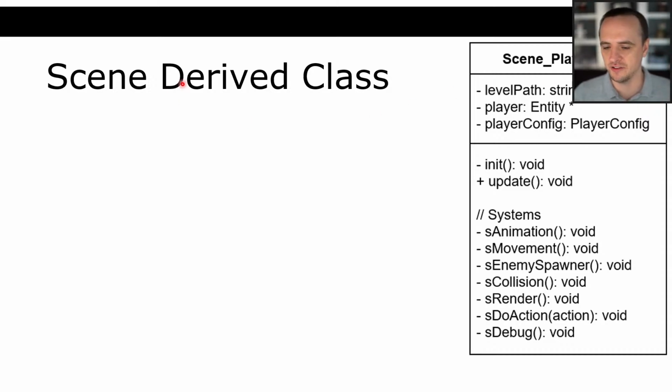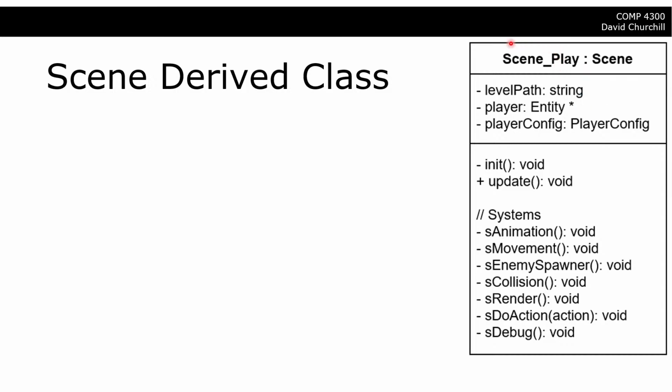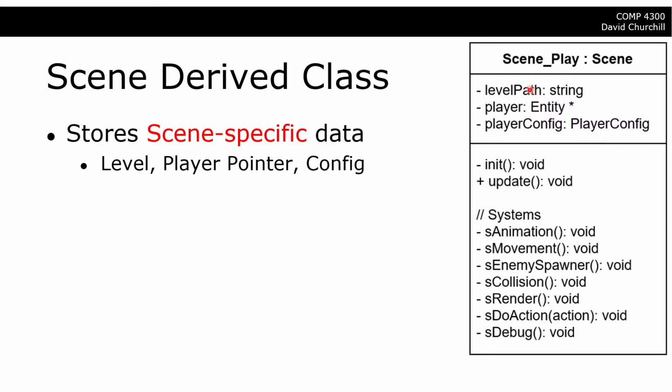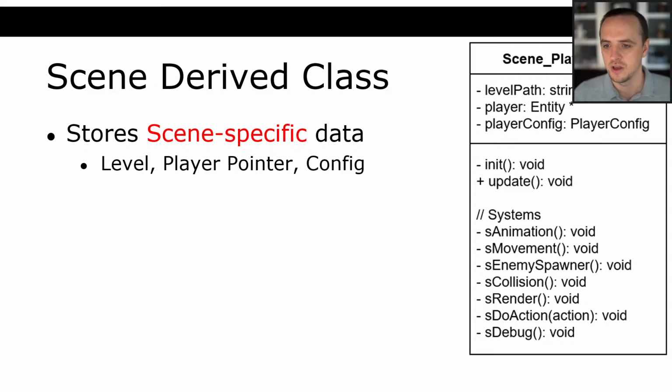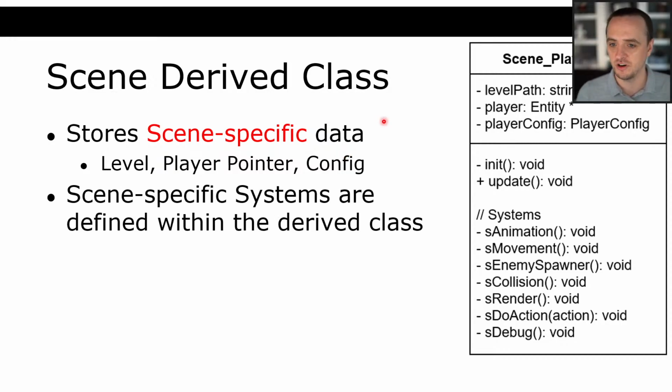So now that we have the base class, we're going to have various derived classes. And so these derived classes, for example, scene play, that might be the gameplay scene. You can see here that we're going to store stuff that's relevant to that scene. So if we're currently playing a given level, then that scene is going to store the level data. It might store the player pointer. It might store the configuration for that scene, for example. The scene-specific systems are defined within the derived class. So all of these systems down here are going to be defined within the derived class.